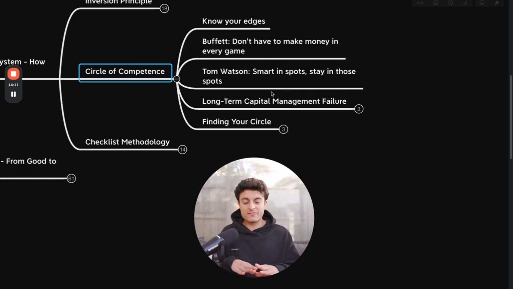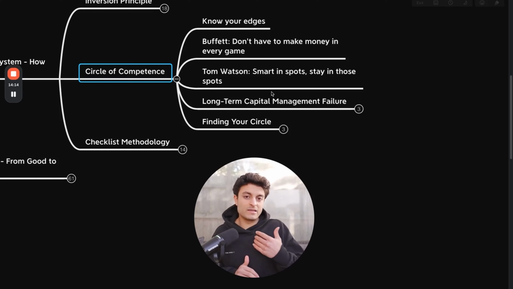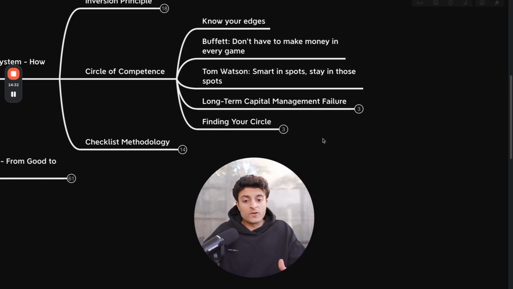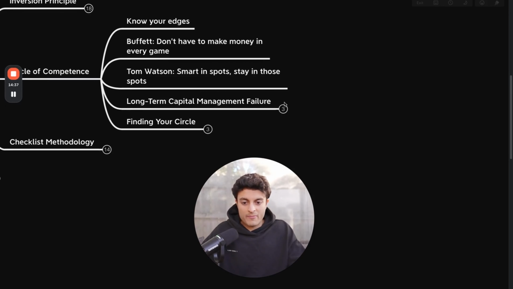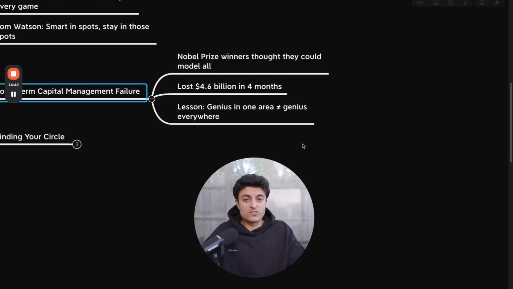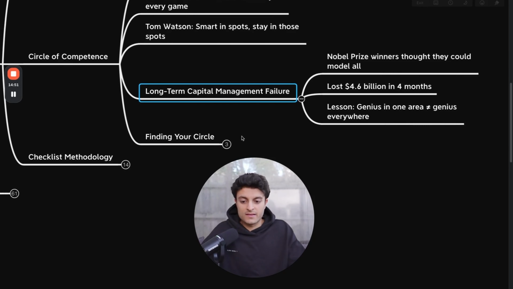If you understand that if you lean into your strengths, you can much more easily progress in life than if you're doing the opposite. Buffett, for example, understood you don't have to make money in every game. Tom Watson: smart in spots, stay in those spots. Long-Term Capital Management failure: Nobel Prize winners thought they could model it all. Lost 4.6 billion in 4 months. Lesson: genius in one area does not equal genius everywhere.